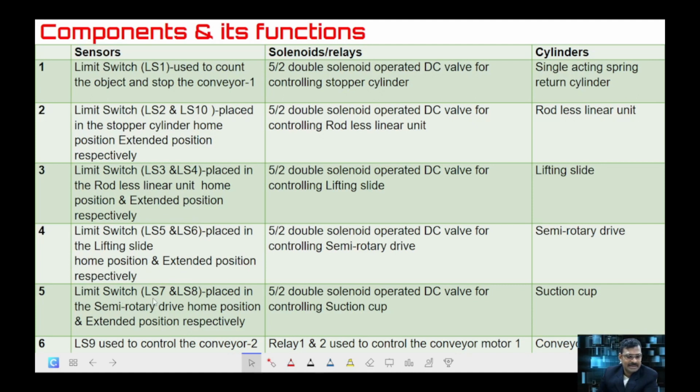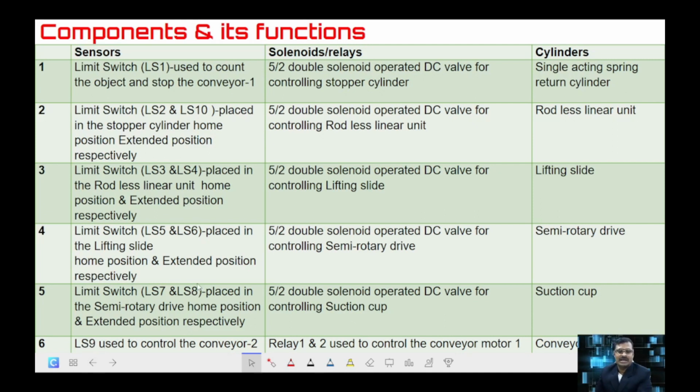And limit switch LS7 and LS7 placed in semi-rotary drive home positions and extended position respectively. And then we are going to have LS9 to control the conveyor. So this LS9, we are going to have actually 4 sensors. I just mentioned here one. So in the upcoming slides I can differentiate this. So we are going to have 4 different sensors for doing this work.